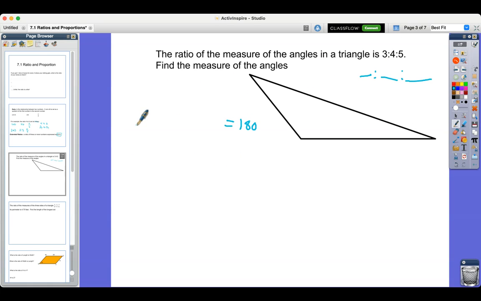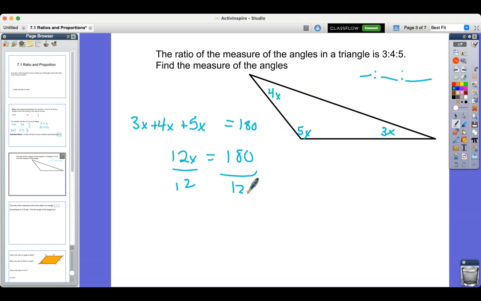So how can we turn this into some sort of equation? Well, we put x's with them. 3x plus 4x plus 5x will equal 180. Those are the values of these parts, 3x, 4x, 5x, a ratio of 3 to 4 to 5. These are now set as an equation, so let's solve that. 3 plus 4 plus 5 gives us 12x. 12x equals 180. We divide by 12.